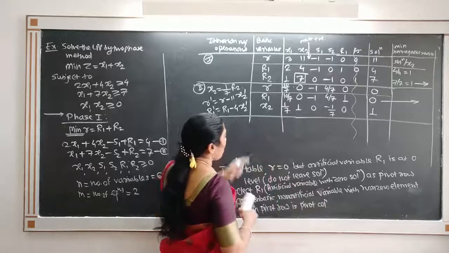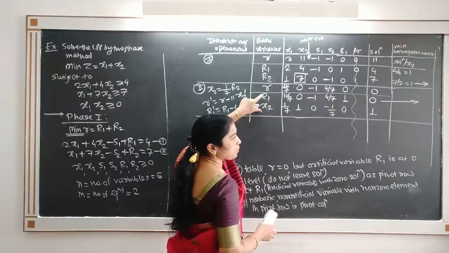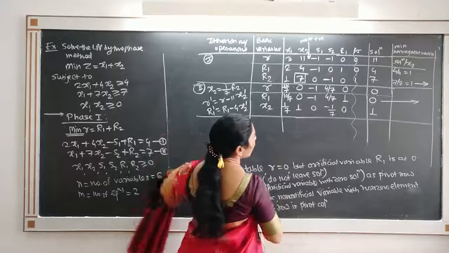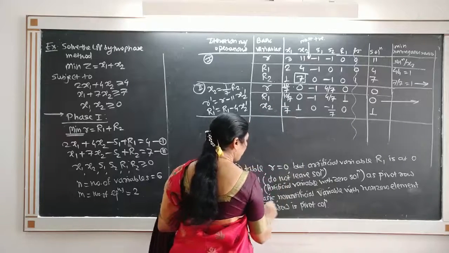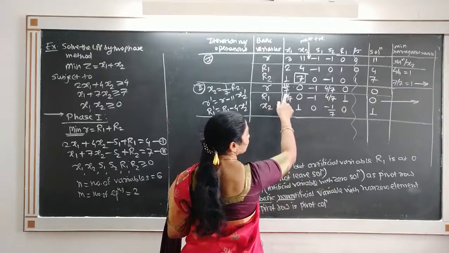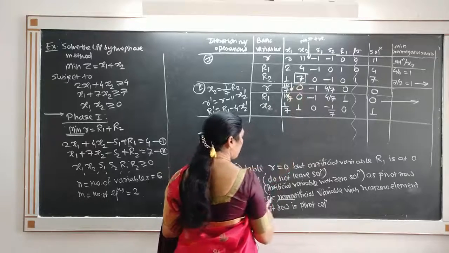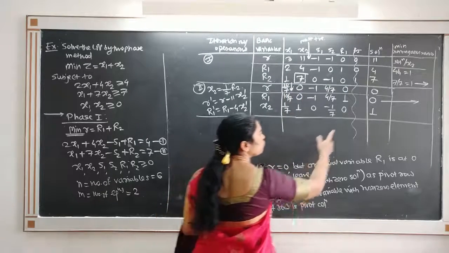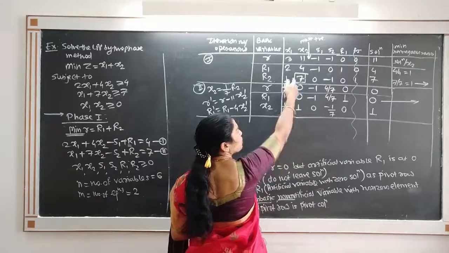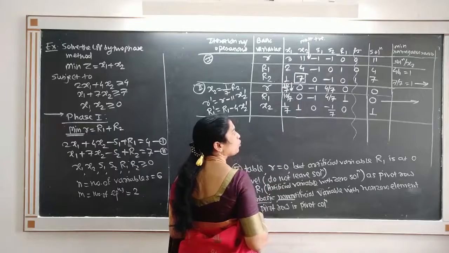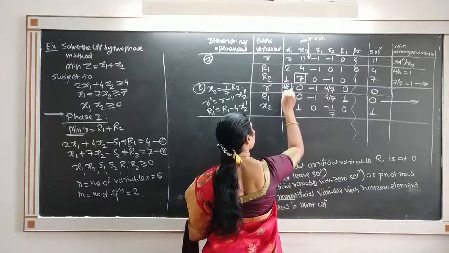Now see, the basic variables are R1 and X2. So exclude these two variables. Don't take R1 and X2. Any other variable which is non-basic and non-artificial. So I will take X1. X1 is not basic, it is not artificial, and the element in the pivot row is non-zero. So select X1 as pivot column and R1 as pivot row. The intersection of these is the pivot element.